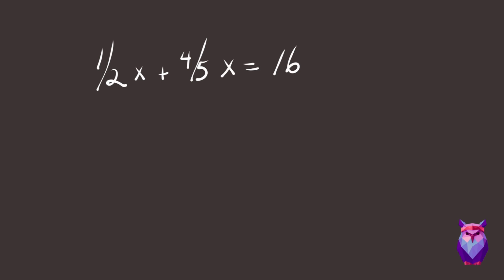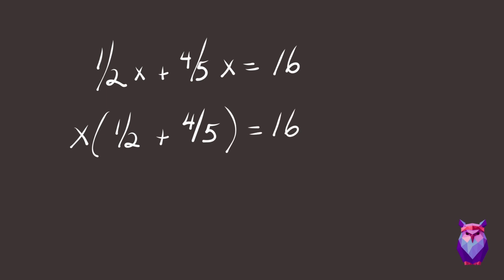Don't be fooled by the fractional coefficients. These are like terms because they both have x raised to the first power. To add these two terms, we add the coefficients together. It may make it easier to see what you have to do if you take x out like this. X times the quantity of 1/2 plus 4/5 equals 16.